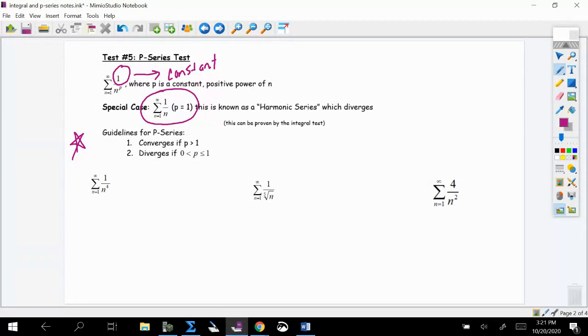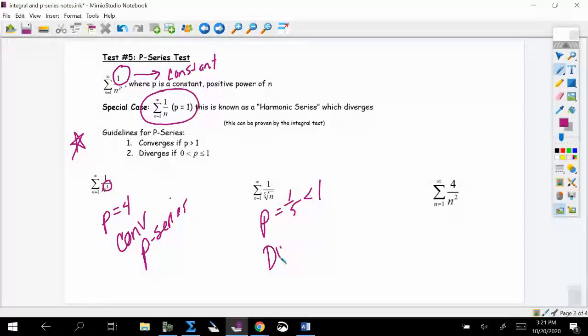So look, I'm going to take you through 3 really quick examples and then kind of mix up our 2 tests from today. So the first one, you'll notice your power is 4. Since it has a power of 4, 4 is bigger than 1, we would say it converges. And our reason is the P-series test. Next one has a power of 1/5. Because it's a 5th root, 1/5 is less than 1, so we say it diverges by P-series.